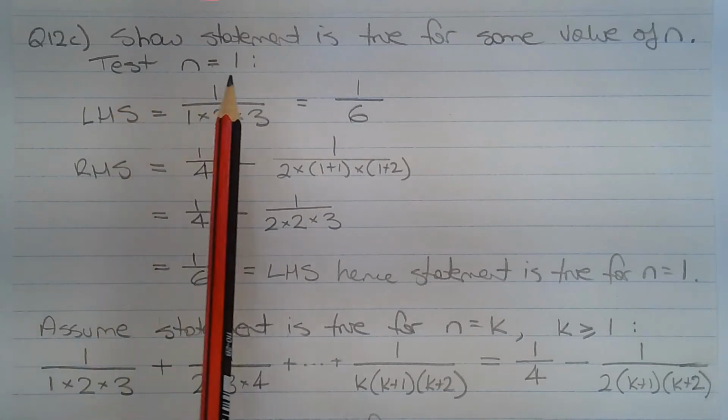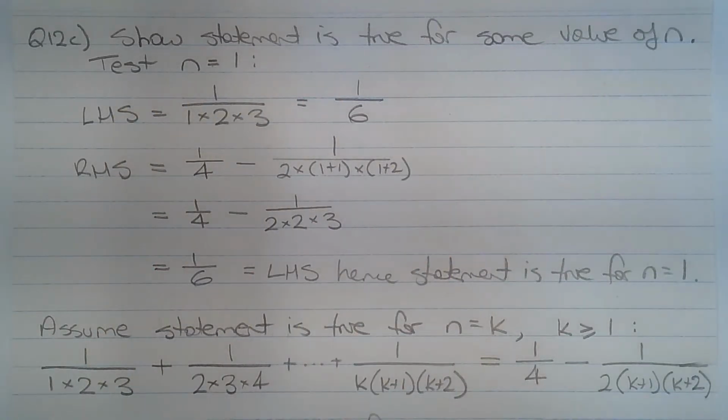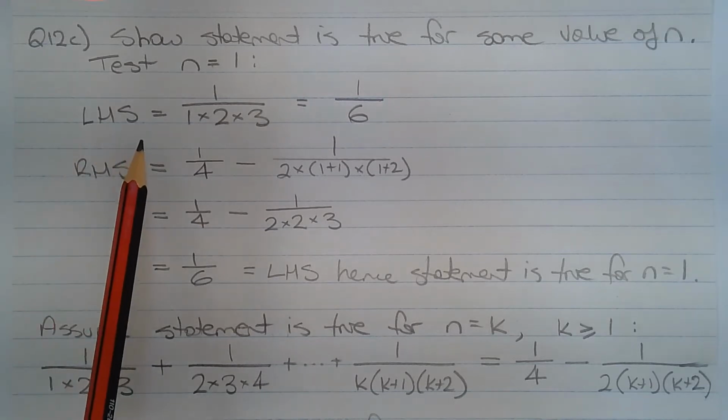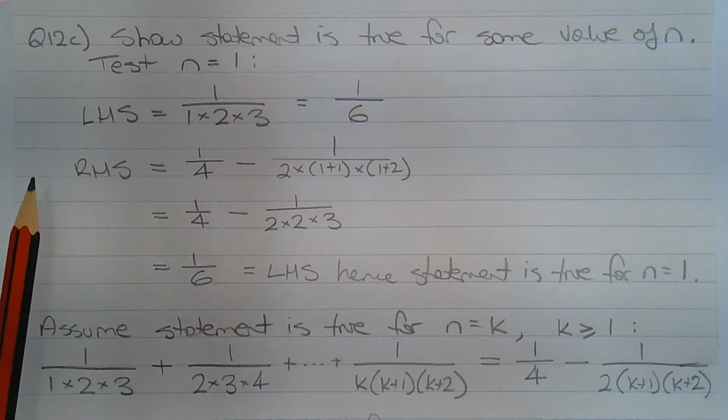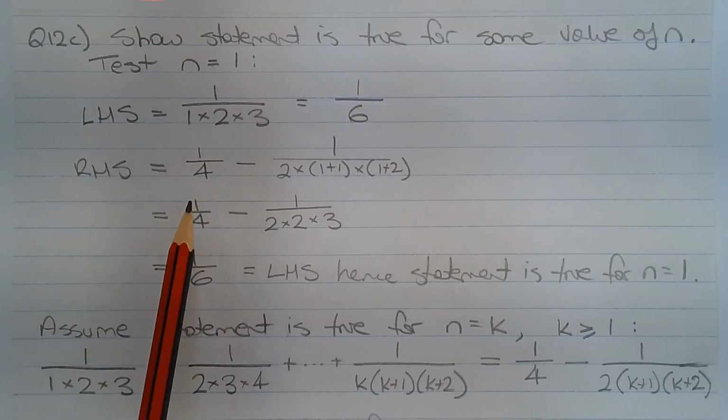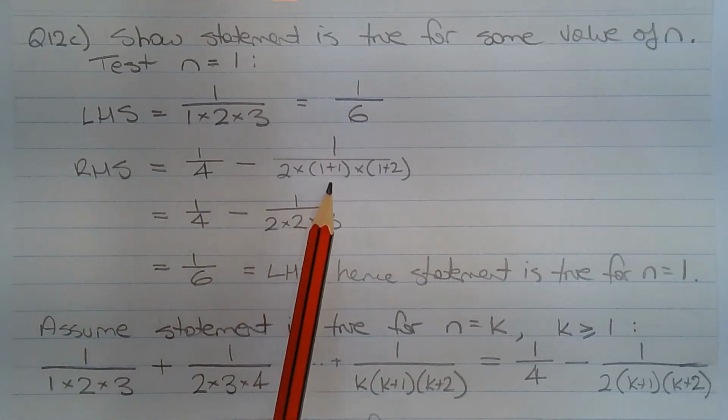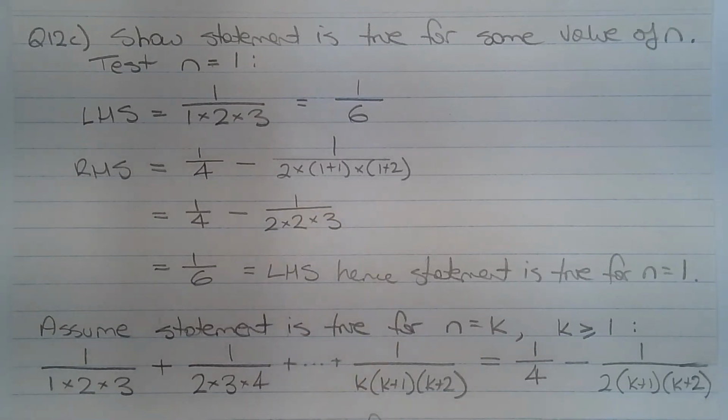The first step is to show the statement is true for some value of n. The smallest value of n that we can test is n equals 1. So we substitute n equals 1 into the statement. The left-hand side is 1/(1×2×3), which equals 1/6. The right-hand side is 1/4 − 1/(2(1+1)(1+2)), which equals 1/4 − 1/(2×3)... which equals 1/6, which equals the left-hand side. Hence the statement is true for n equals 1.